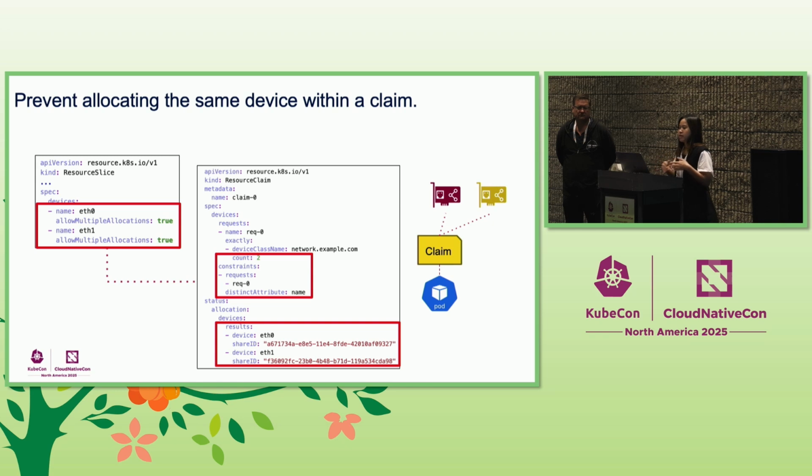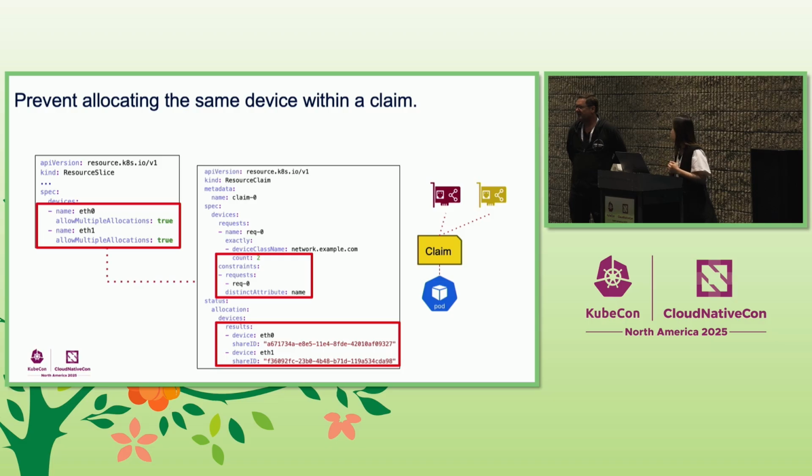The second thing: as you can imagine, for example, a pod requests 2 NICs. What will happen if we allow one device to be allocated multiple times? That pod could get the same device, the same NIC, multiple times. So this is another thing we add to prevent that, to make sure we get distinct network cards for the same claim or the same pod.